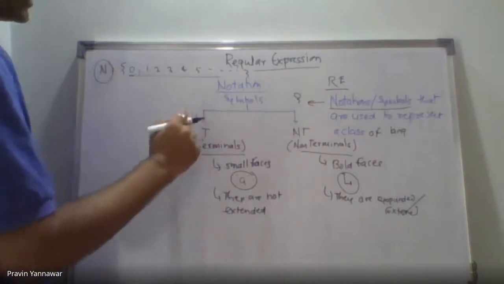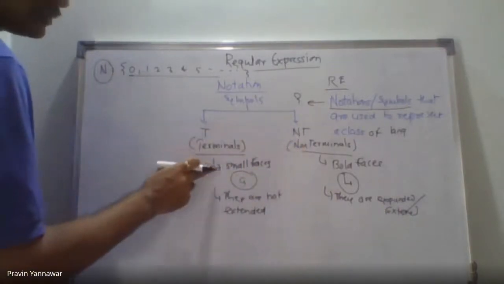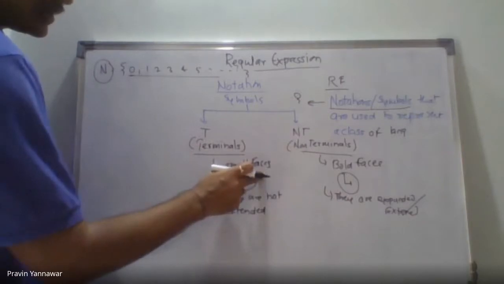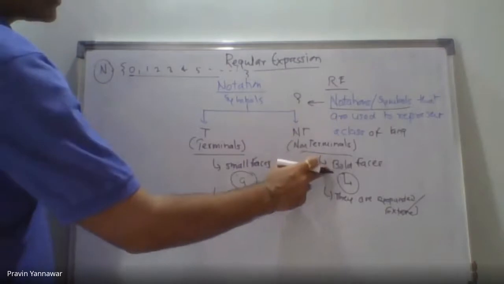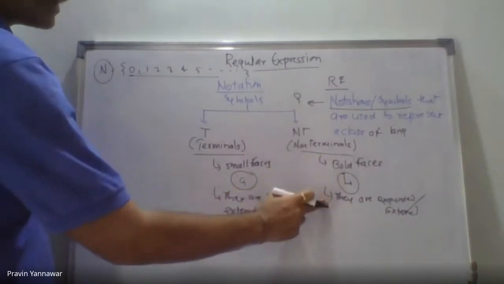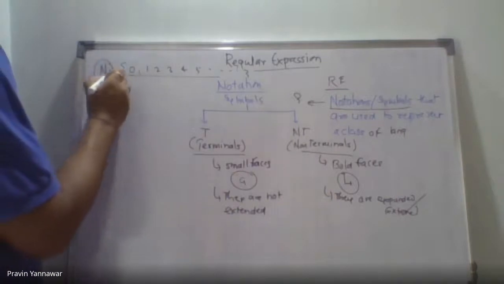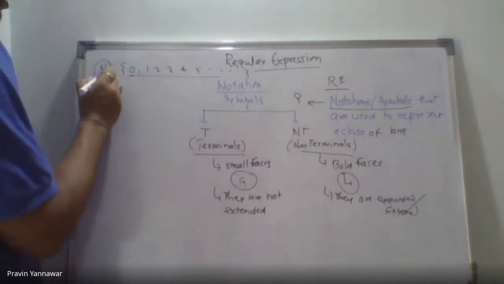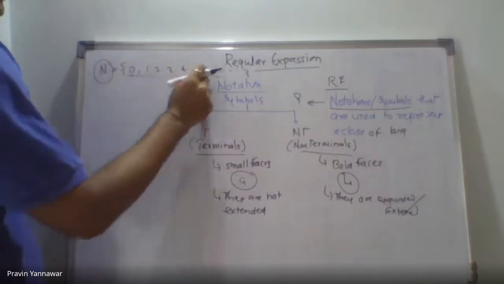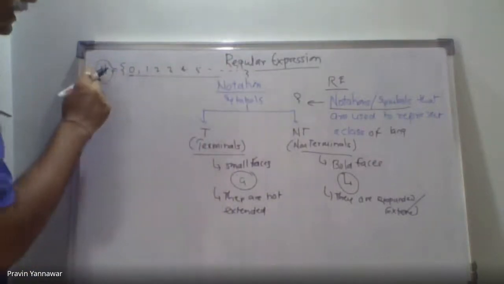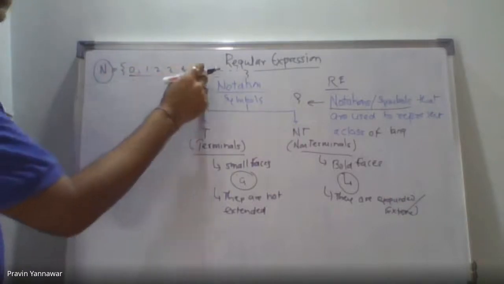So there are two kinds of symbols: terminal symbols and non-terminal symbols. Terminal symbols are usually represented in small face and are not extended. Non-terminal symbols are written in bold face and can be expanded or extended. Take a case where N is the set of natural numbers, containing 0, 1, 2, 3, 4, 5, 6. Then N can be substituted by 0, 1, 2, 3, 4, or any number.